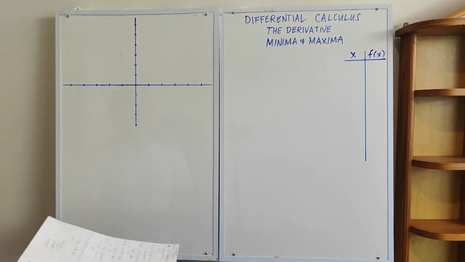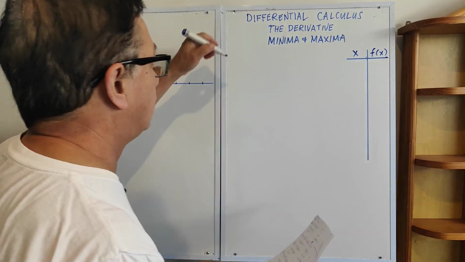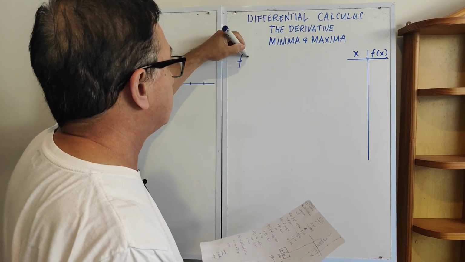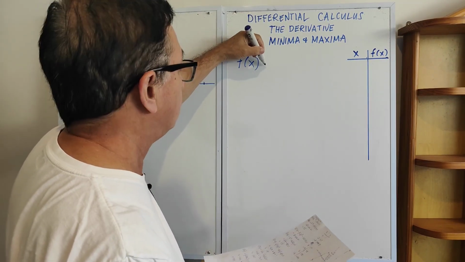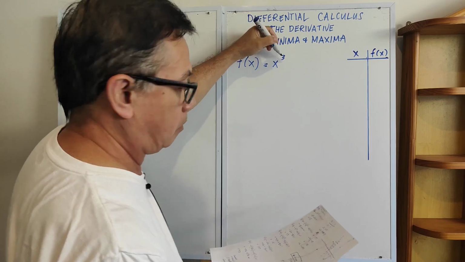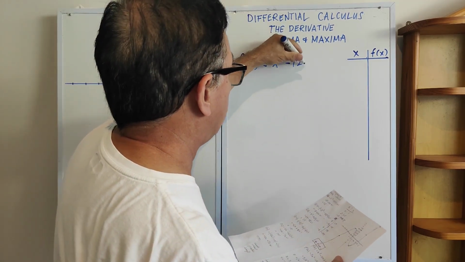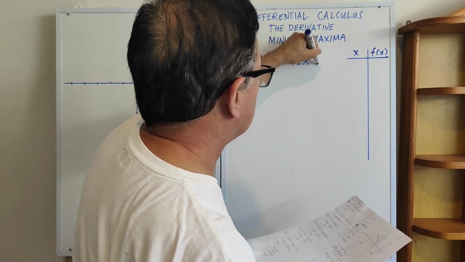Let us consider an equation. The function of x is equal to x cubed minus 12x plus 1.